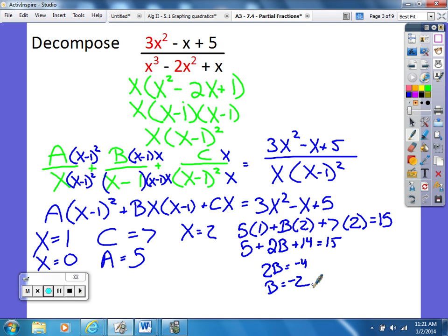Get negative 2? Subtracted 14. 7 times 2. How do you become times 7? C is 7, but x is 2. So you have to add that x and that 8. It's there. Alright. Now you have A, B, and C.